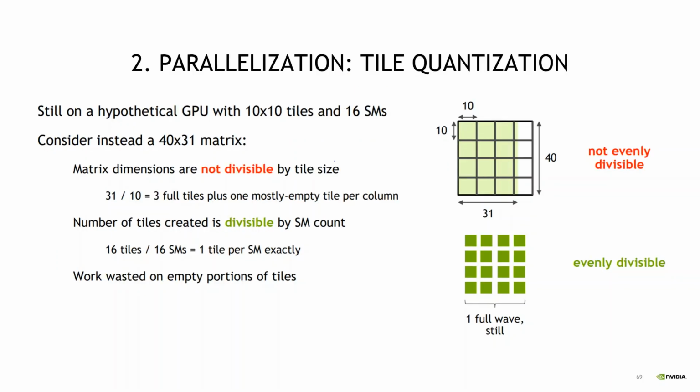Now let's consider we have 40 by 31 matrix, and all other parameters are the same as previous. We have same GPU and same tile size. But what we get is one side of our matrix is not evenly divisible, and in our matrix we have only 3 columns that are filled and one tile that is almost entirely empty. And we are wasting work on this empty portion of the tiles, and this is the case that we call tile quantization.